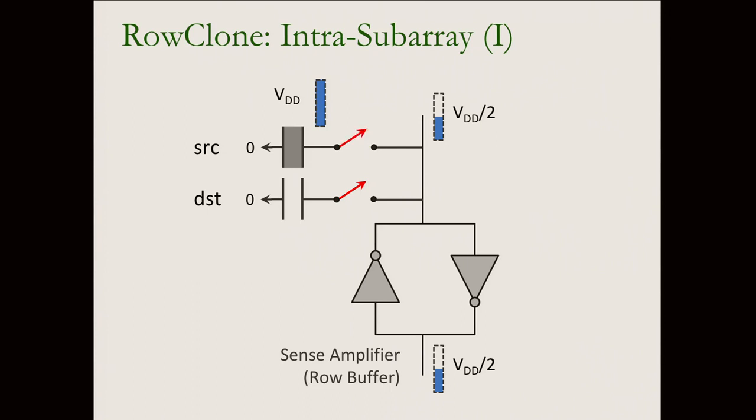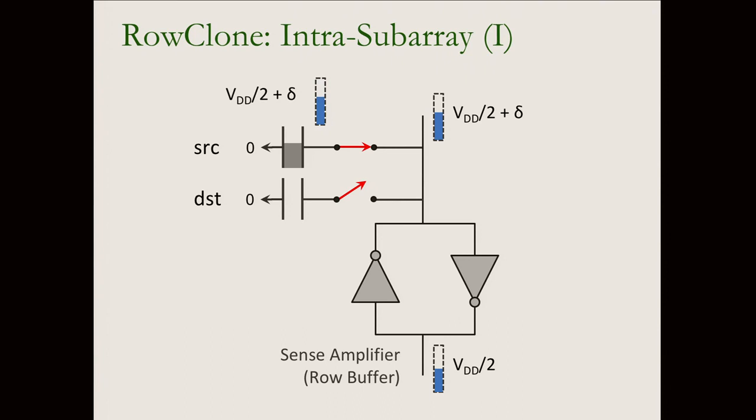Initially, if you want to read from the source row, the bit line over here is set to VDD over 2 so that you can see the reference. And this is the row buffer over here. If we activate the source row, in this case, it stores a charge state, which may be encoded as 1, for example. Due to charge sharing, this DRAM capacitor shares its charge with the bit line, and it perturbs the bit line just a little bit. The charge over here is very little.